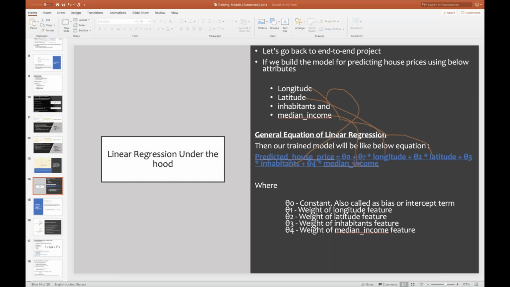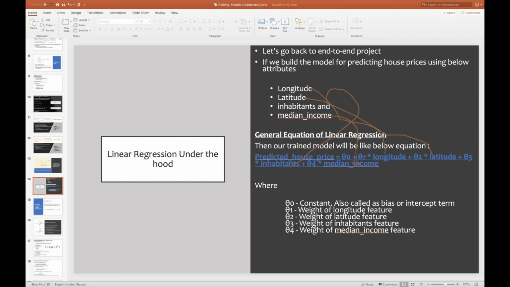Now you should raise a question. Okay, boss, you have four features and you multiplied theta with that specific instance. Theta 1 is multiplied with longitude, theta 2 is multiplied with latitude, theta 3 is multiplied with inhabitants, and theta 4 is multiplied with median income.